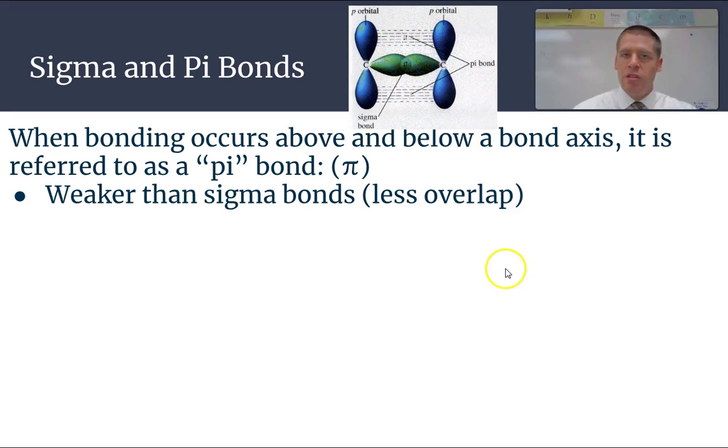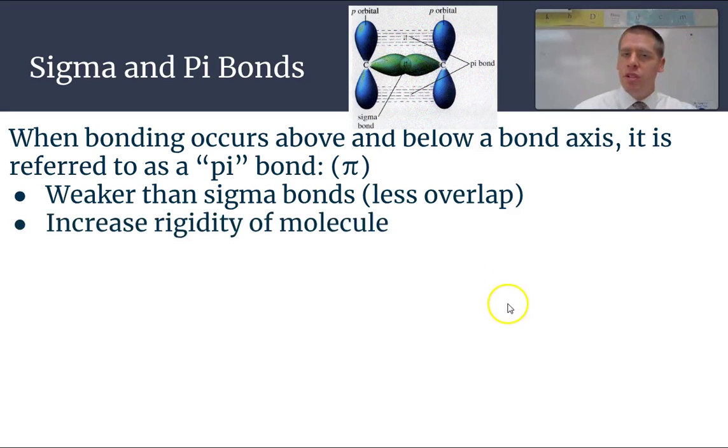The pi bond is weaker, there's less overlap, and it increases the rigidity of the molecule. If all that's overlapping is the green here, then you can almost picture that molecule twisting, and it would still be overlapping in the green region. But if the blue region up above and below is also overlapping, now you can't twist the molecule and still overlap those orbitals, and so it increases the rigidity of the molecule.